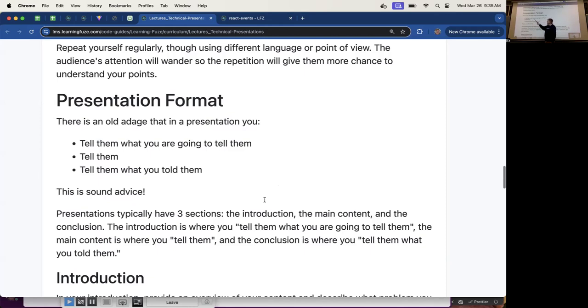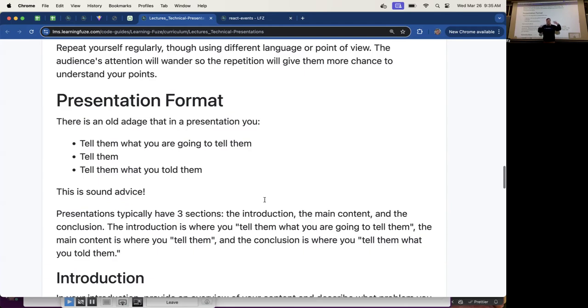This is the introduction. I'm going to tell you what I'm going to tell you. So you introduce your topic. This is what I'm going to do. I'm here. I'm trying to give a technical presentation. I'm going to tell you about what the problem is and the proposal I'm going to produce, and then off we go. That's your introduction. I've told you what I'm going to tell you.